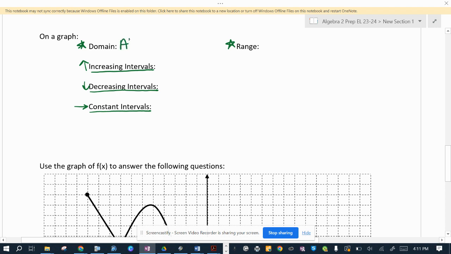Remember, domain is all of our x values. And when we look for our domain, we look left to right. For range, that's going to be all of our y values, and we're going to read that bottom of the graph to top of the graph.